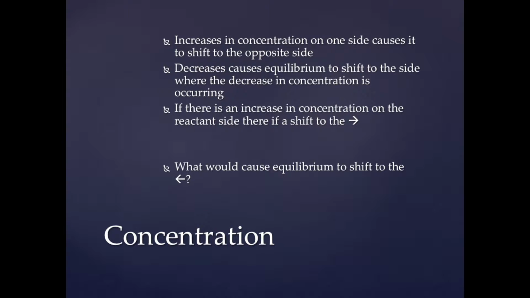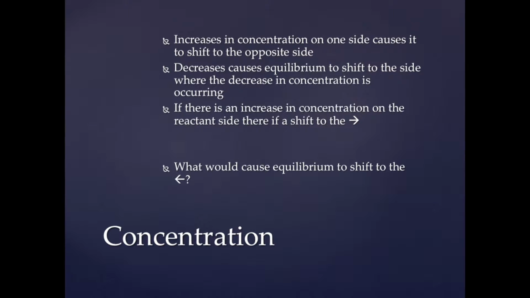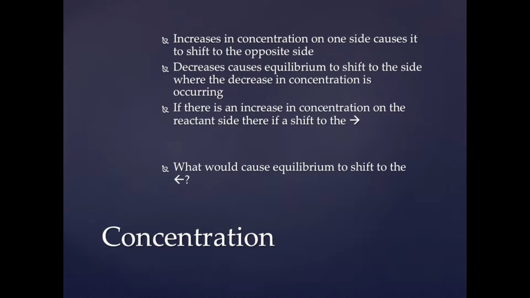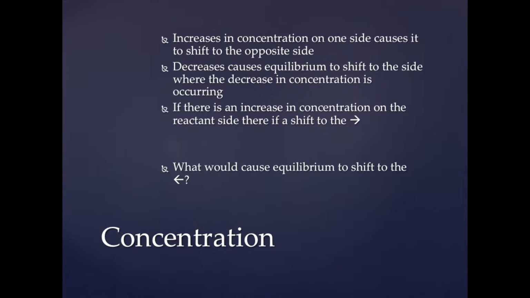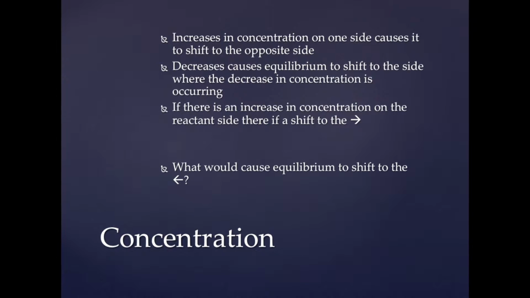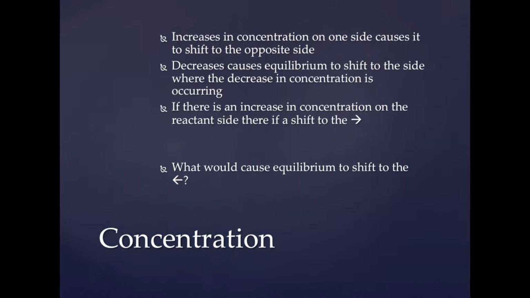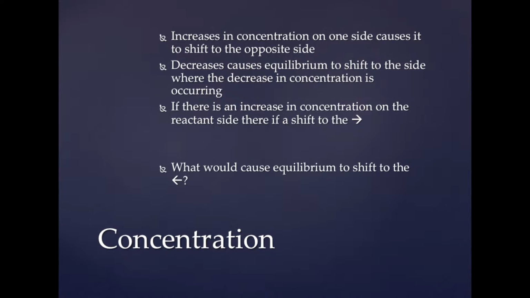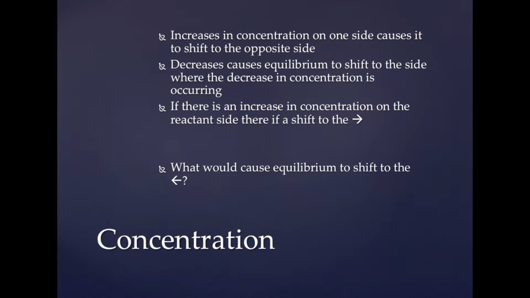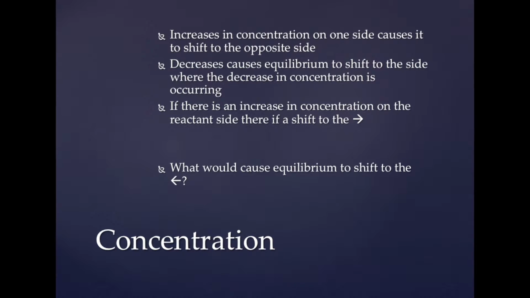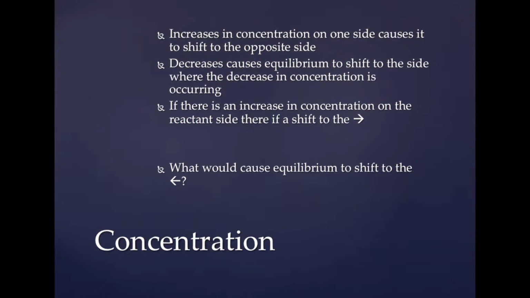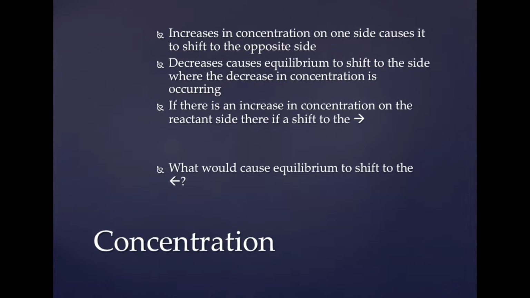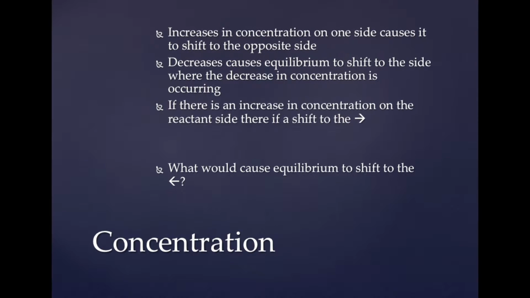So now we're going to be talking about the effect that concentration has on the position of equilibrium. So let's just say we have a reaction. If there's an increase in concentration on one side, it causes equilibrium to shift to the opposite side of where the concentration is increased. Now, if we have a decrease in concentration, this will cause equilibrium to shift to the side where the decrease in the concentration is occurring.